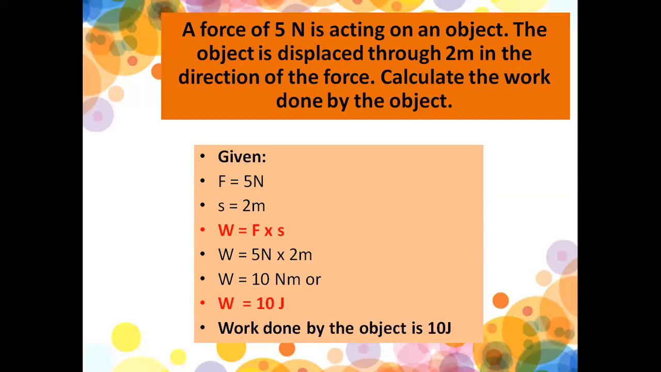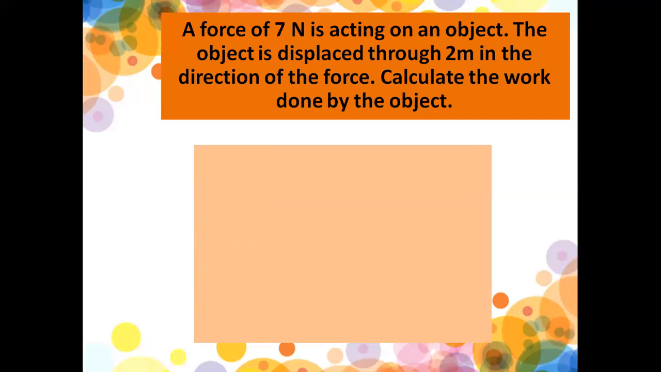In the similar lines, let us take up another problem. Here, a force of 7 Newton is acting on an object. The object is displaced through 2 meters in the direction of the force. Calculate the work done by the object.